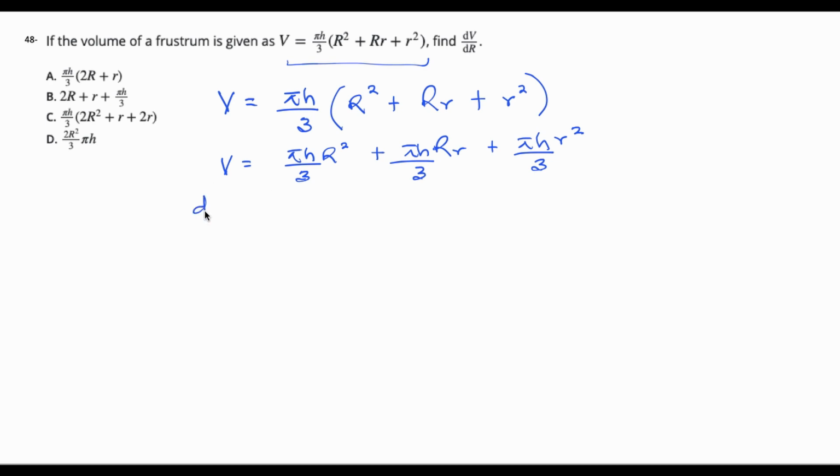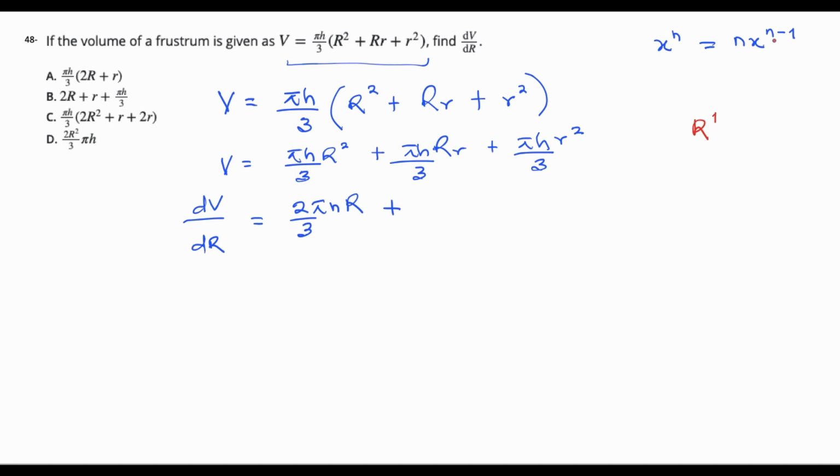So now we can go ahead and find our dV/dR. Remember that if we have x raised to power n, to differentiate this, we'll have nx^(n-1). So now we multiply this by 2, which gives us 2 over 3 pi h, and then our 2 here minus 1 gives us 1, so we're left with r. In this case, the power of our r is 1.